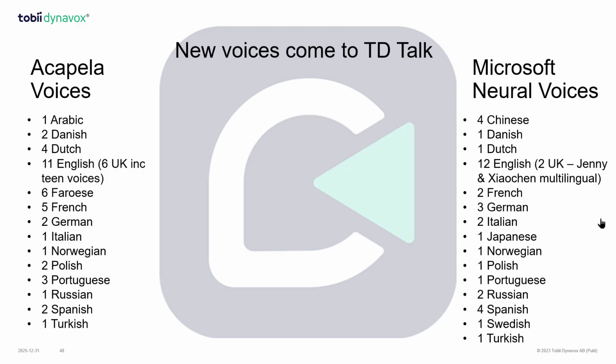That includes 6 UK English voices, including teenage voices. We also have Microsoft Neural voices within TD Talk, and this brings our total number of voices available to over 600. And you'll see from the list on the right that we've added even more recently to that list. A great feature of the Microsoft Neural voices is the increasing number of multilingual voices available. You'll see there that there are 2 UK English voices being added to TD Talk.